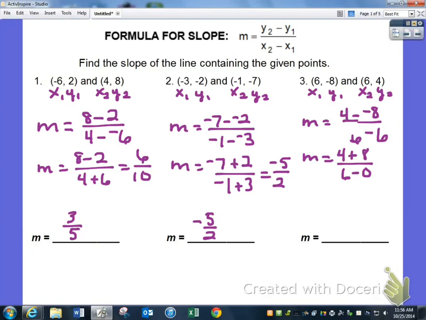Well, 6 minus 6 is 0, and if you remember, we talked about that. You are not allowed to have a 0 as a denominator, and if you put that in a calculator even, the calculator will tell you that that is undefined, and that's what that slope is. It is undefined, meaning this is a vertical line, and so you would write undefined for your slope. Okay, let's go to the next page.